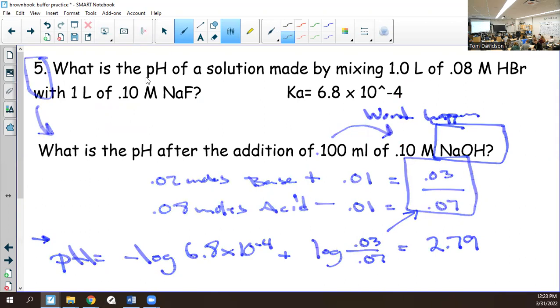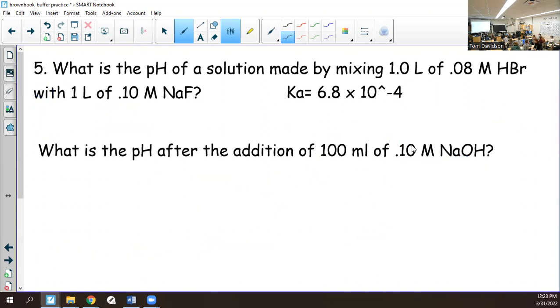Oh, there they are again. Wow. Hey, number 5, look. Number 5, this is the same stem, same numbers and everything. Okay. So it's the same thing it was before, but now we're adding 100 milliliters of 0.1 NaOH. Yeah, the same numbers as before.